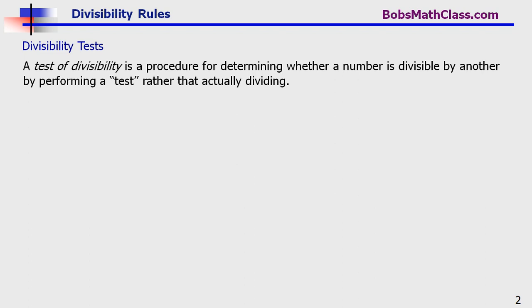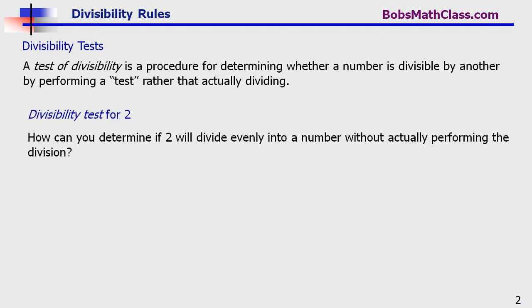So we want to be able to look at a number and determine if the number is going to divide evenly into it before we actually divide. Now, we looked at some examples already, so let's talk about the divisibility test for 2. How can you determine if 2 will divide evenly into a number without actually performing the division?